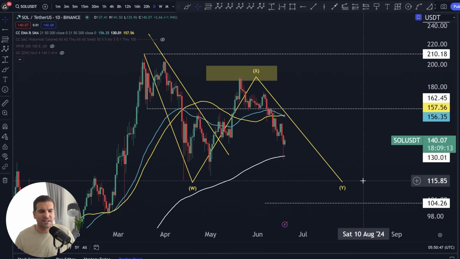The current 200 EMA sits at $130.01. This is still a trend filter. Obviously, we are above it at the moment, indicating that we have still got some potential bullish momentum to the upside, and the upward trend still remains true today.